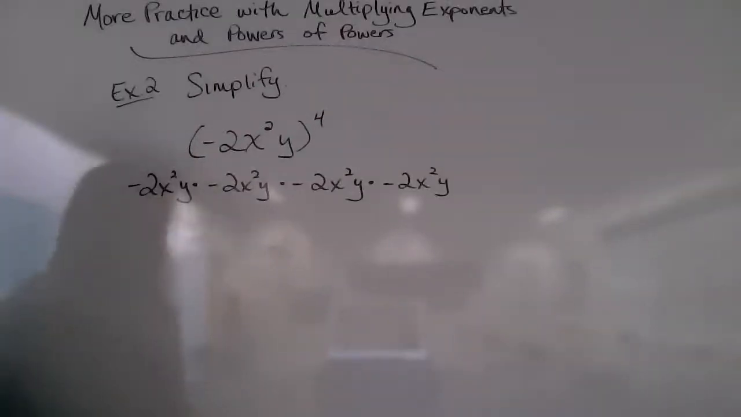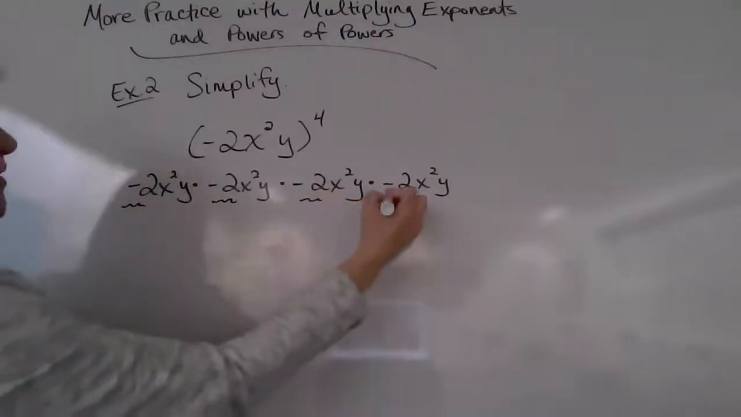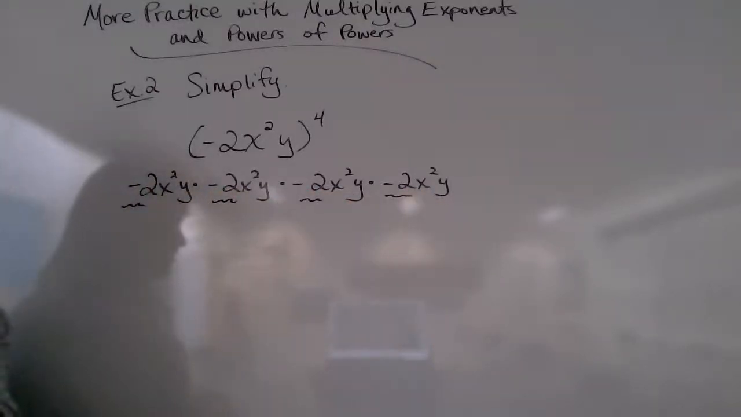Okay, we have a lot of multiplication happening. Let's focus on one piece at a time. It's just easier if you focus on the numbers, then a specific variable, and then if you have another variable, that variable. So let's just start with the numbers. We have negative 2 being multiplied by itself 4 times. That does not equal negative 8. These are being multiplied, not added.